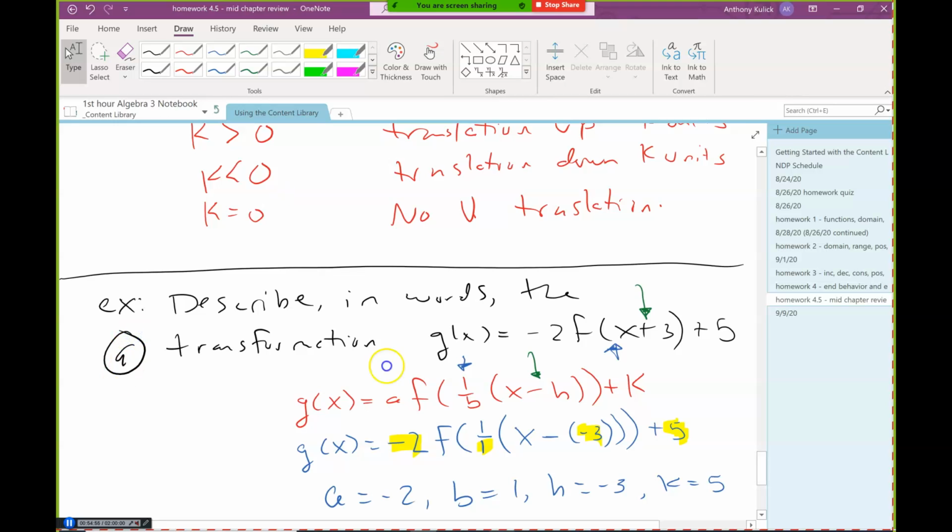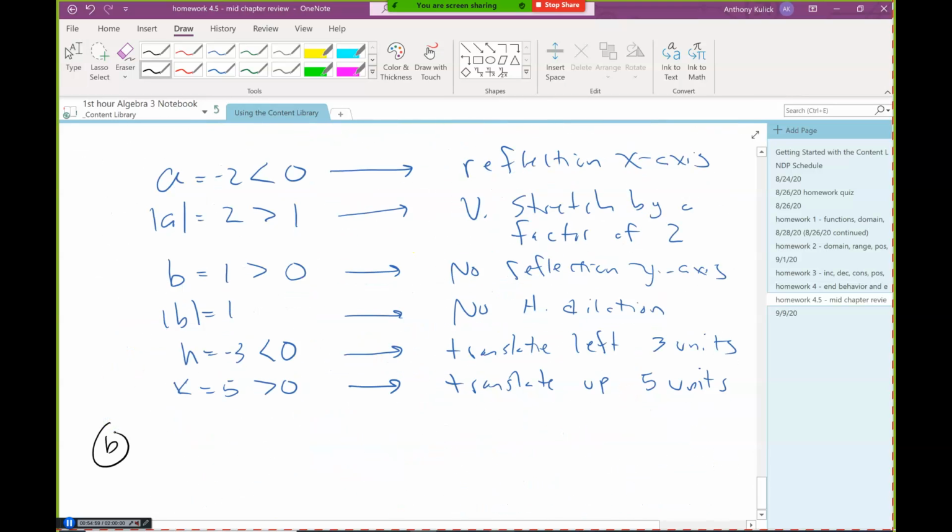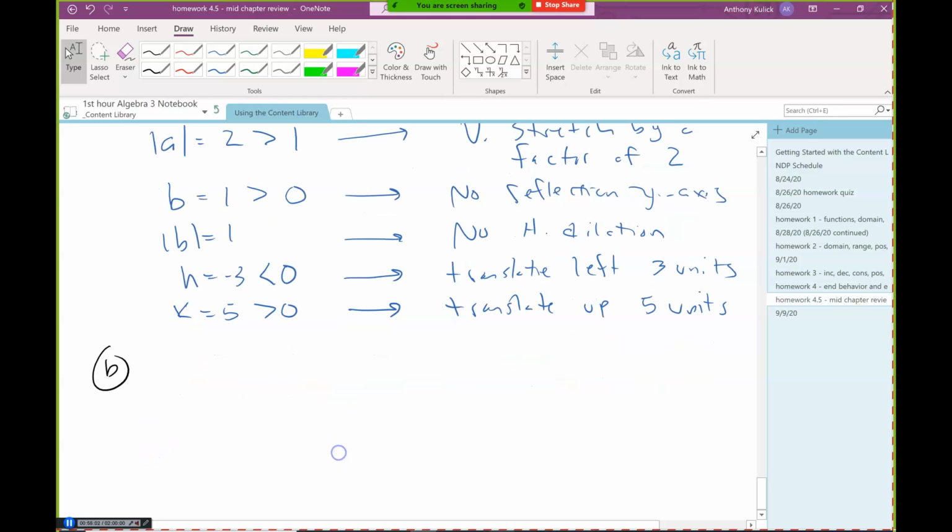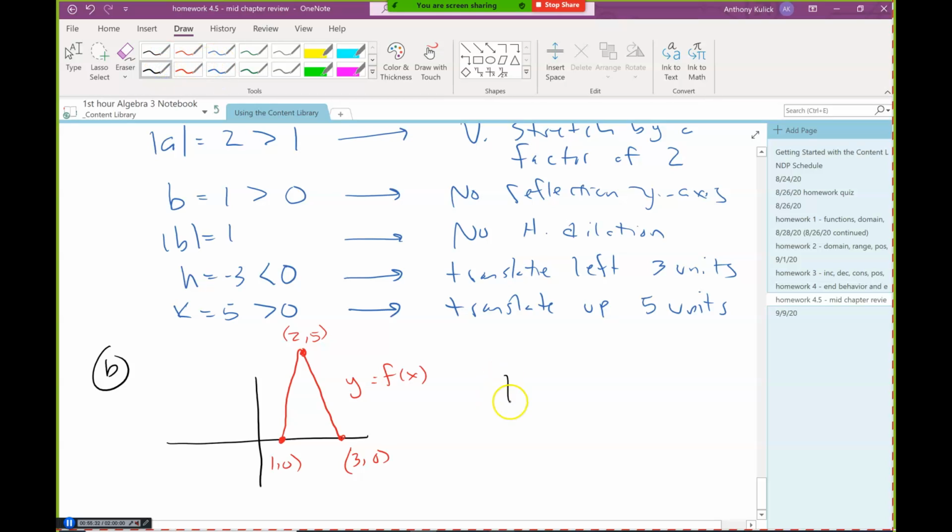So we'll say this is part A. I'll call this part B. So let's say that we have the graph for f of x, and we want to then graph that g of x.